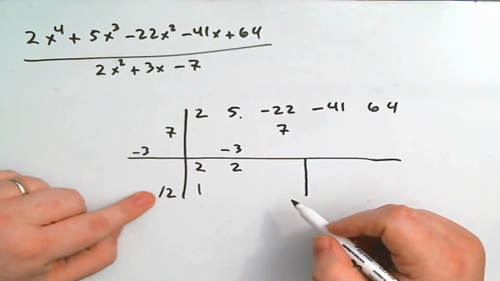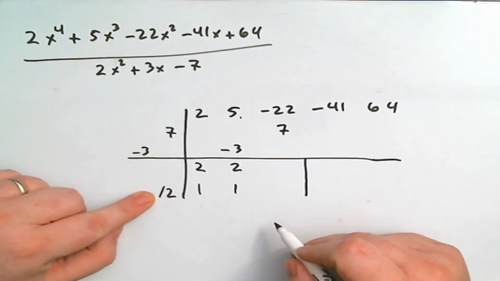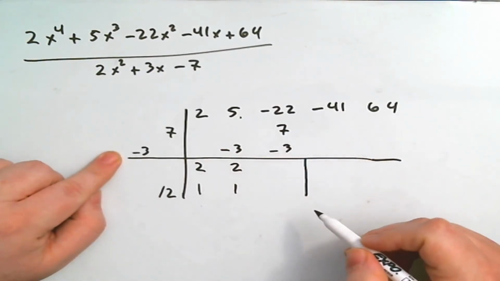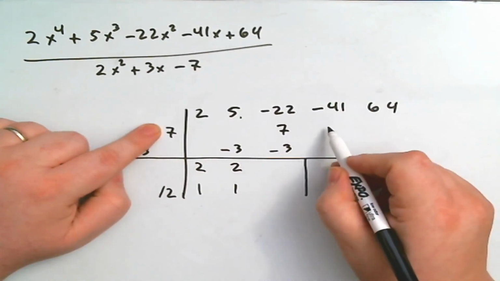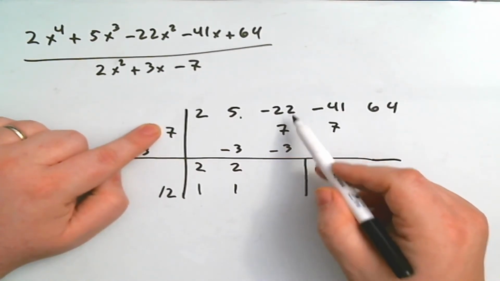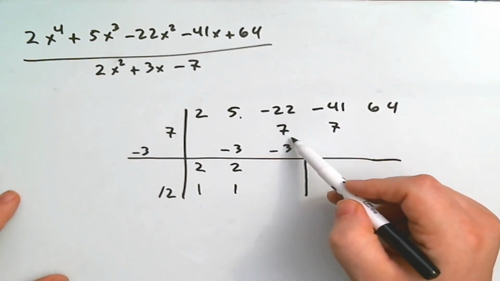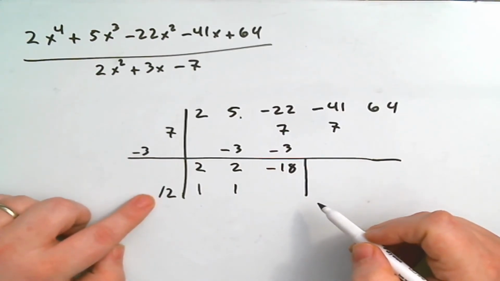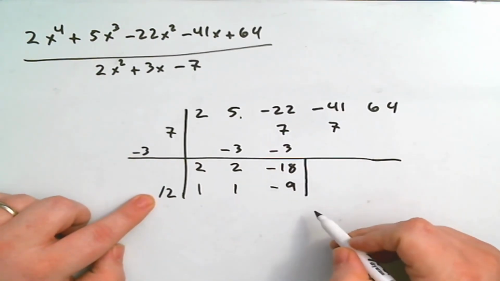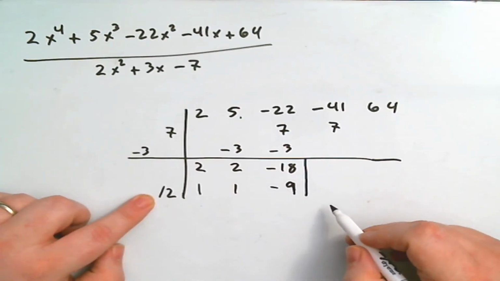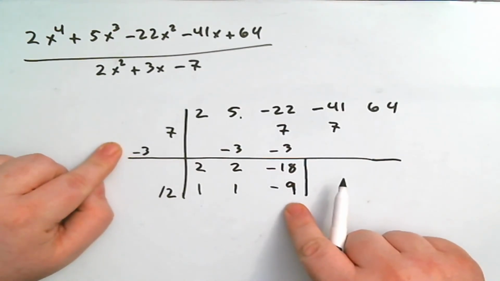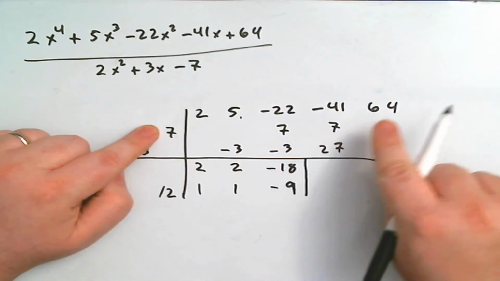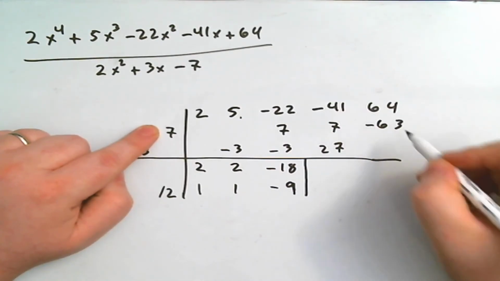Okay, divide by 2 next gives me 1, and then repeat the multiplication. Negative 3 times 1 gives me negative 3. 7 times 1 up and over gives me 7. Now I add up the next column. Negative 22 plus 7 minus 3 gives me negative 18. Divide by 2, negative 9. Okay, and then multiply. Negative 3 times negative 9 gives me a positive 27. 7 times negative 9 up and over gives me negative 63.